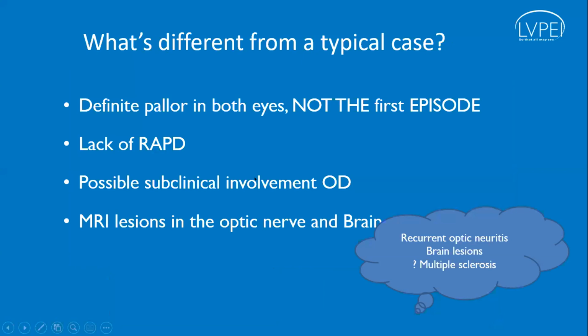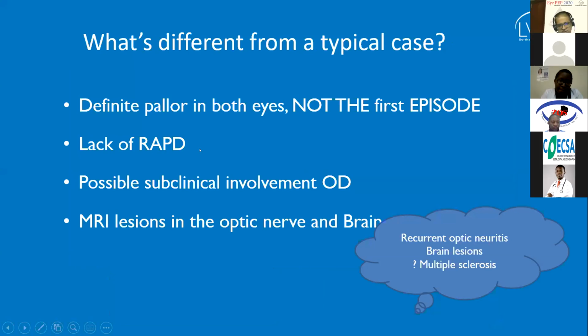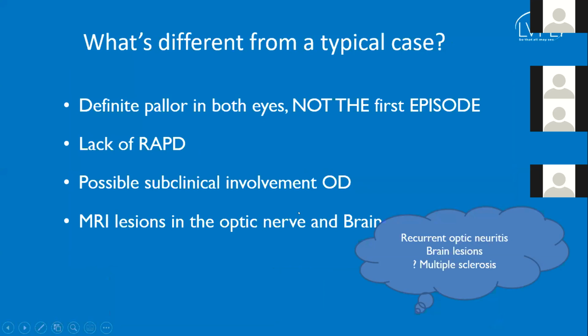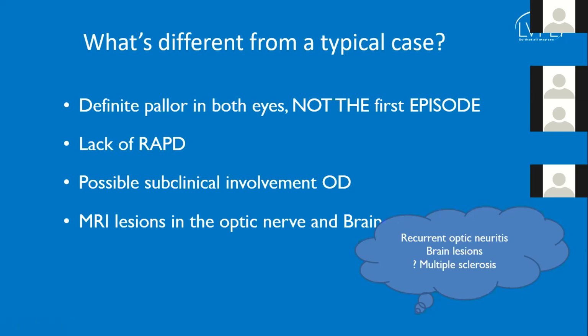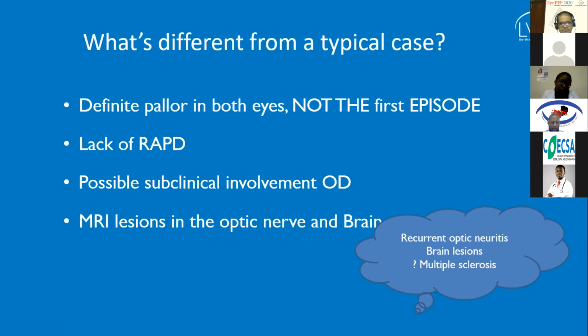And as compared to the first case, what's different? There was definite pallor in both eyes, although it was much more obvious in the right eye, but there was very minimal pallor in the left eye that could be made out. It suggested it was not the first episode. There was a lack of relative afferent pupillary defect and possible subclinical involvement in the right eye. And MRI lesions were present not only in the optic nerve, but also in the brain parenchyma. Therefore, given this, we proceeded and made a diagnosis of multiple sclerosis.